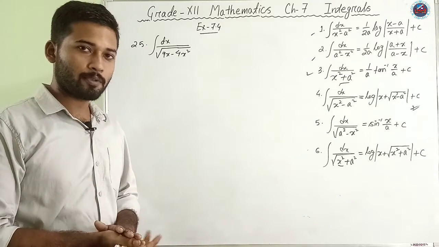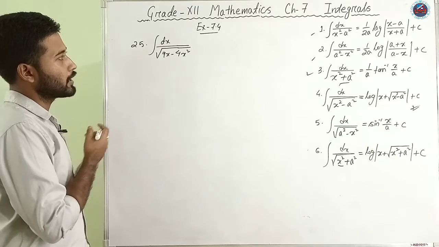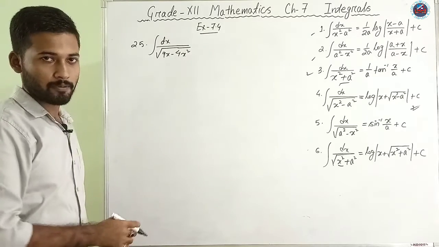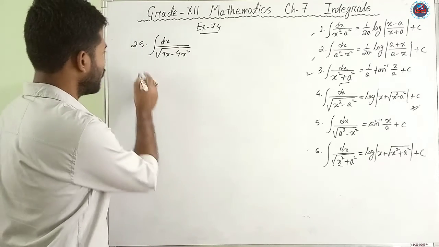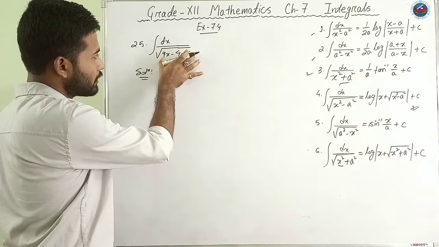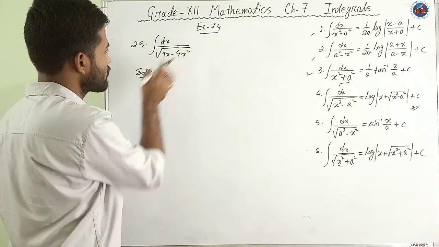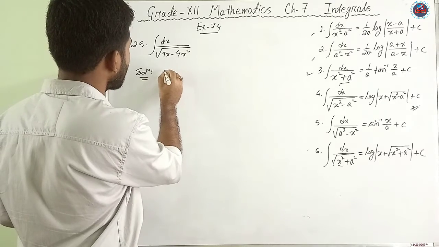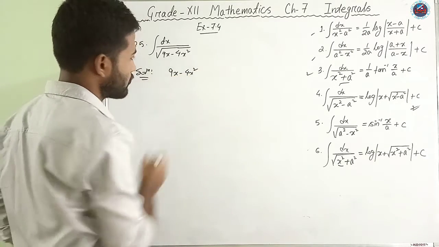Now let us see the last problem, that is question number 25. Here we need to integrate dx by root over 9x minus 4x square. So it is a question of MCQ type and quite an important one. So what to do here? Concentrate on the denominator first. Whatever be the situation, at first see what is this. Okay, so here the denominator is 9x minus 4x square.